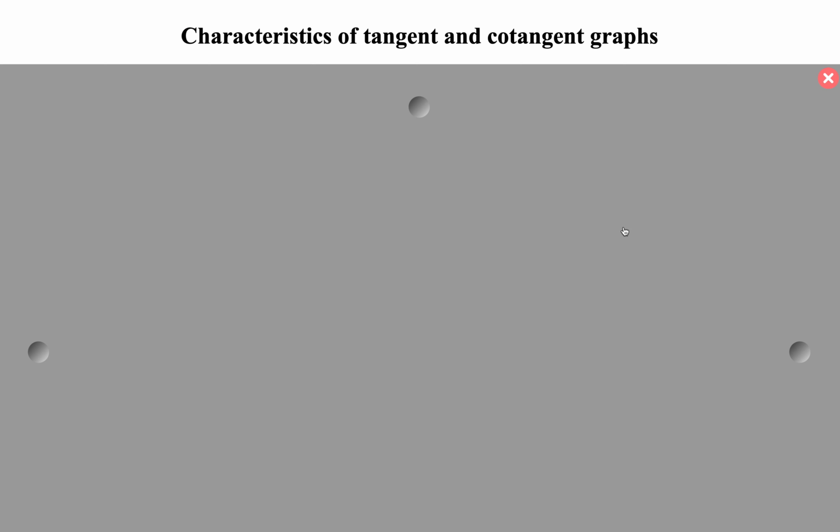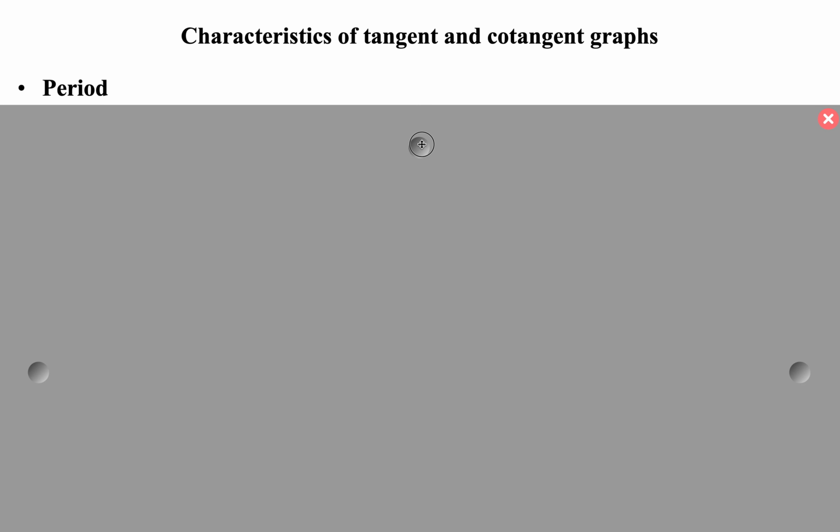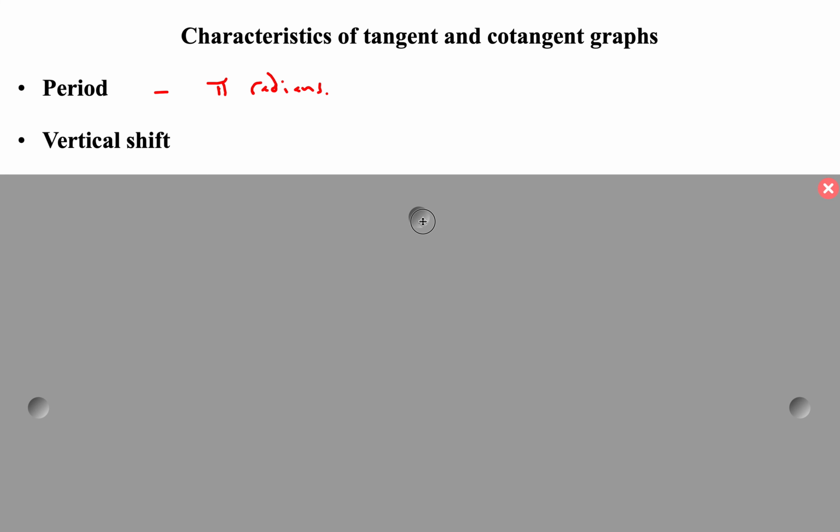So, characteristics. There is a period, and both of those have a period of pi radians. Right? That's the basic period of both tangent and cotangent. Something to remember. Vertical shift. If you're talking about vertical shift, you can still have vertical shifts. You'll still be responsible for that.